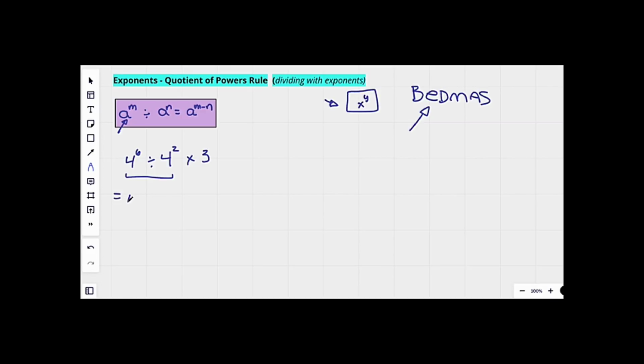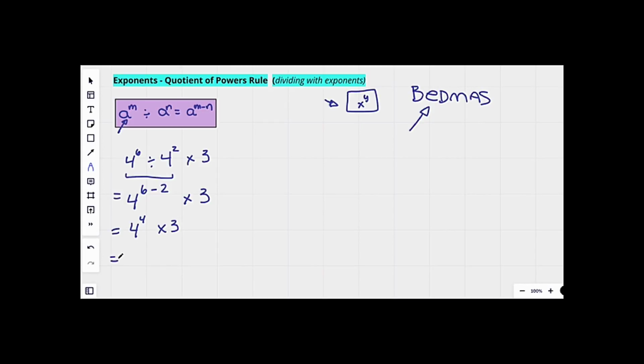can subtract our exponents. The base stays the same, and now we subtract our exponents, and we still bring down our times 3 because we're still going to do that as part of the question. We're not going to do it yet until we solve our exponent. Okay, so 6 minus 2 is 4. This means that it's now 4 to the power of 4 times 3.